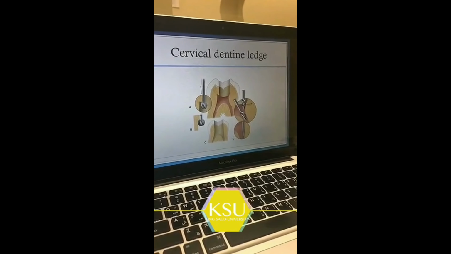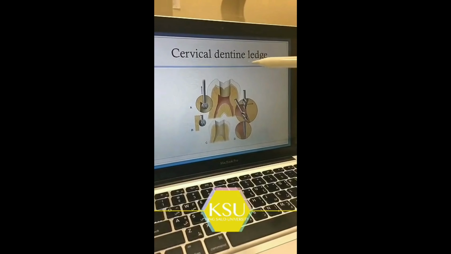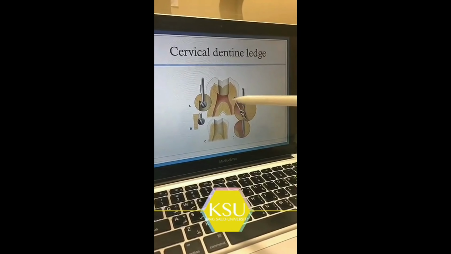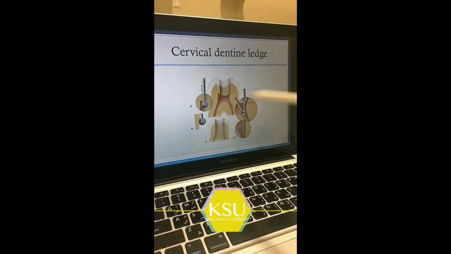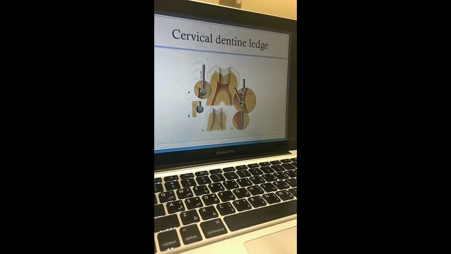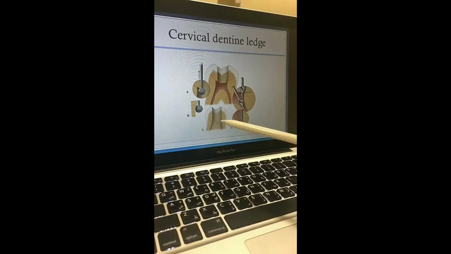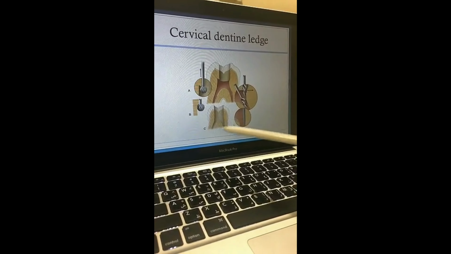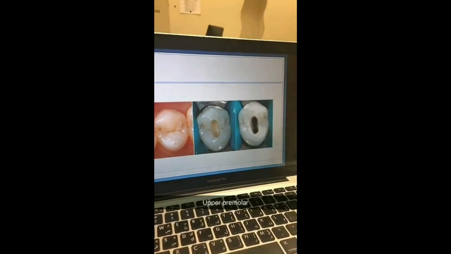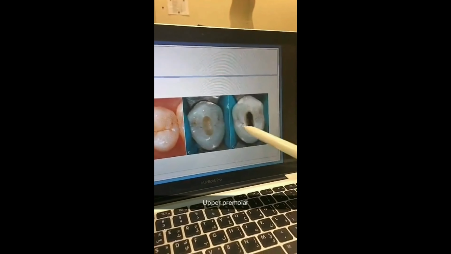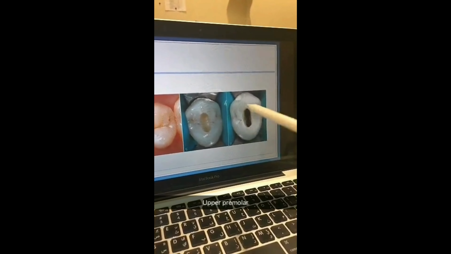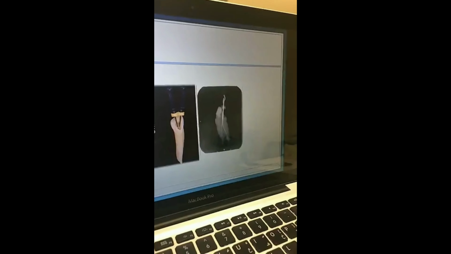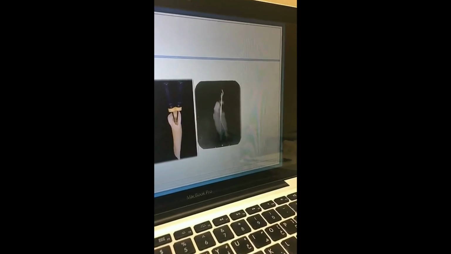Special consideration should be given for cervical dentine ledge, and we should remove it with Gates Glidden. Removing cervical dentine ledge will give you better straight line access. This is the access cavity preparation of premolar. It should look like this. In the lower premolar, always consider the presence of second canal and extend your access lingually.